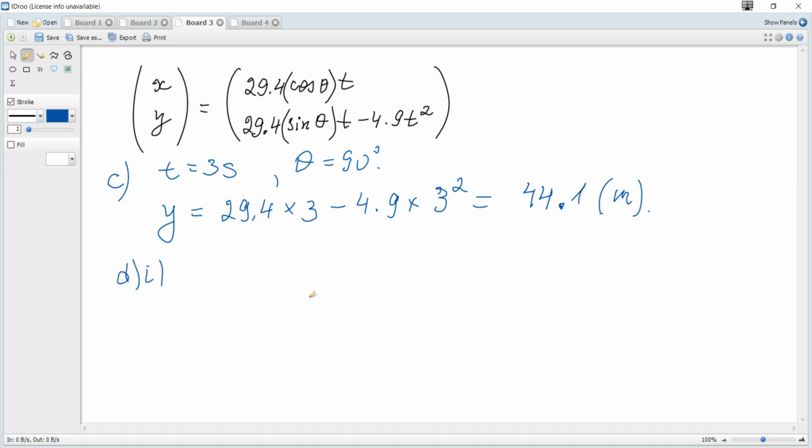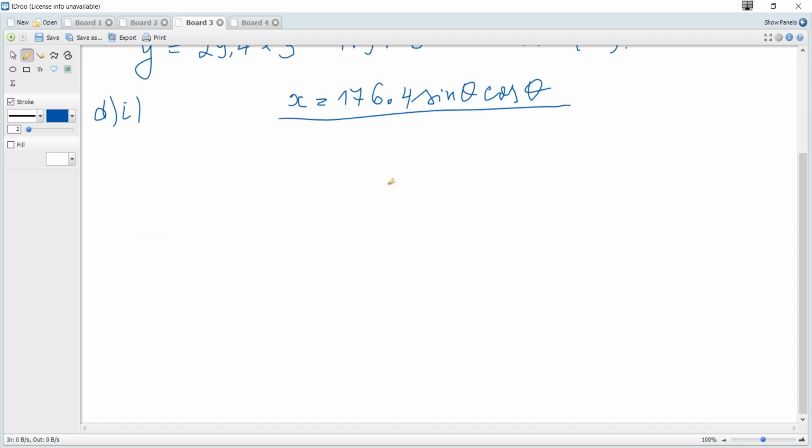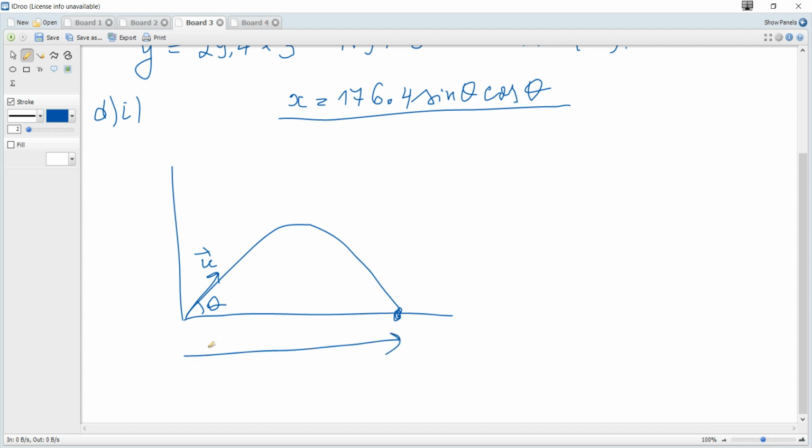CDI. If there was no sitting and the T-shot was launched at an angle theta, show that the value of x when it would hit the ground is given by the expression 166.4 sine cosine. We should get this. What does it mean? It means that it is launched at some angle theta. It's the angle between the initial velocity and the horizontal, and we need this distance. It's called range. So we need this x coordinate depending on the angle theta.